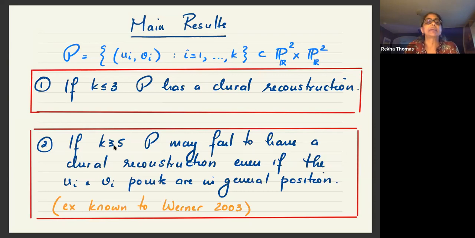That's enough, because if you can do k equals 5 and show that there is no chiral reconstruction, then all higher values of k will also fail. You can embed this example into higher values of k, and you will be able to construct examples that are in general position but don't have chiral reconstructions.